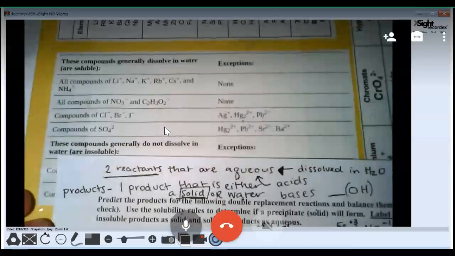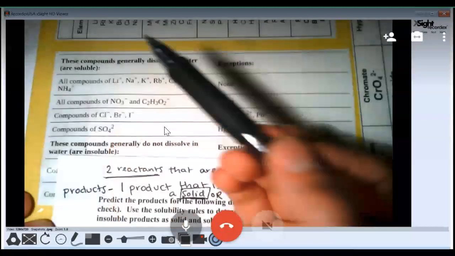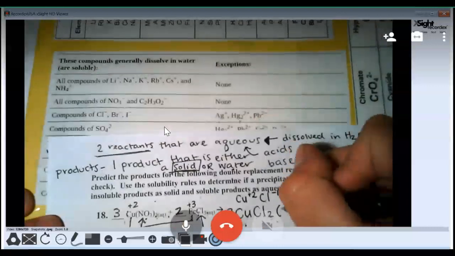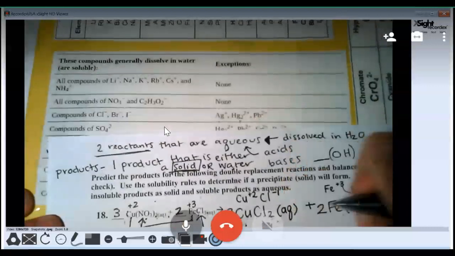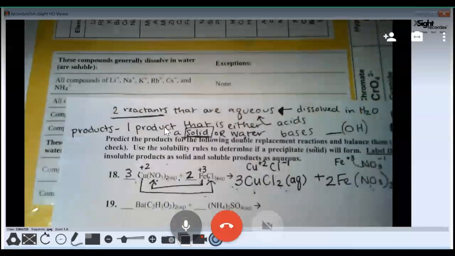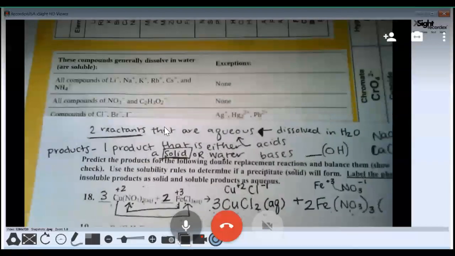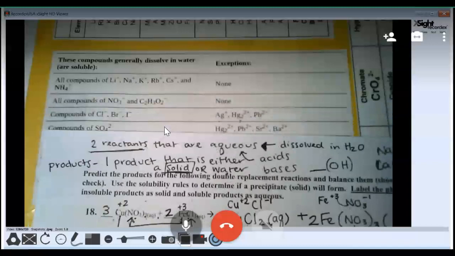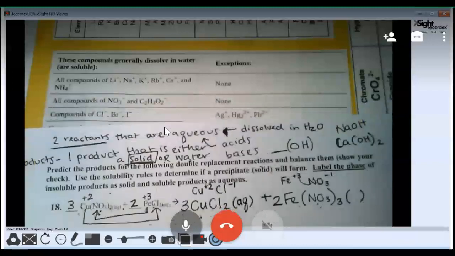So we need to look down here. We have chlorine bonded to copper, which is not an exception, so this is going to dissolve. So that means that our state of matter is going to be aqueous, dissolved in water. Does that make sense? Yes, ma'am. All right, cool. Because this is kind of complicated, so if you get confused, please stop me and let me know.